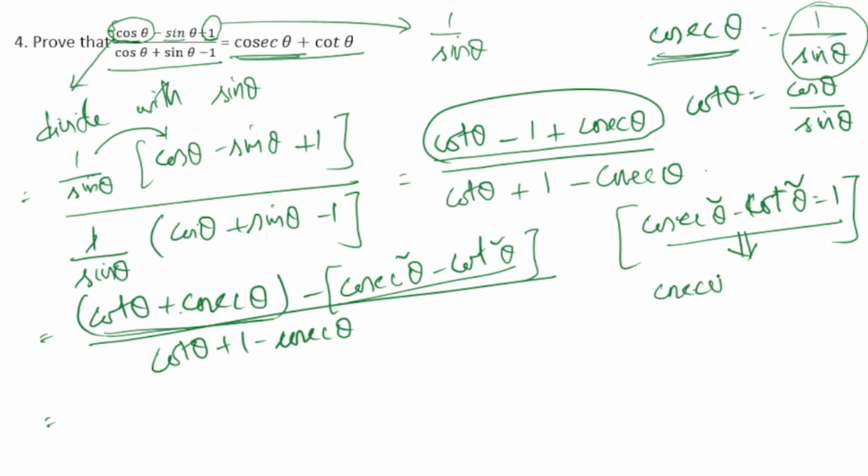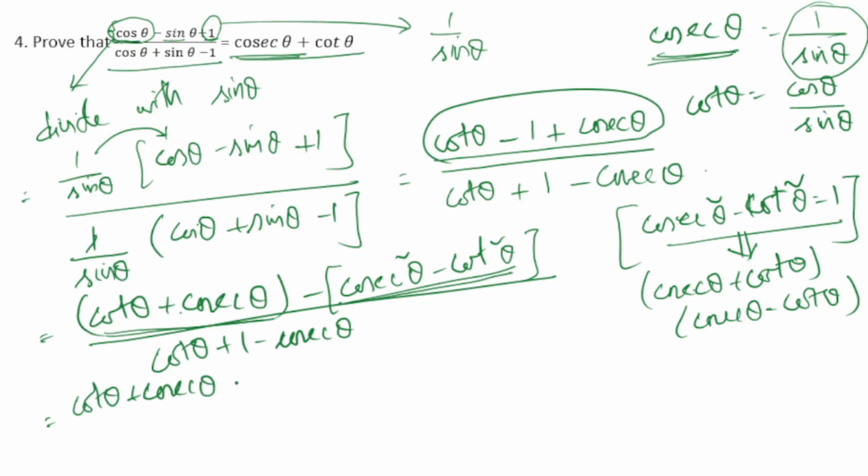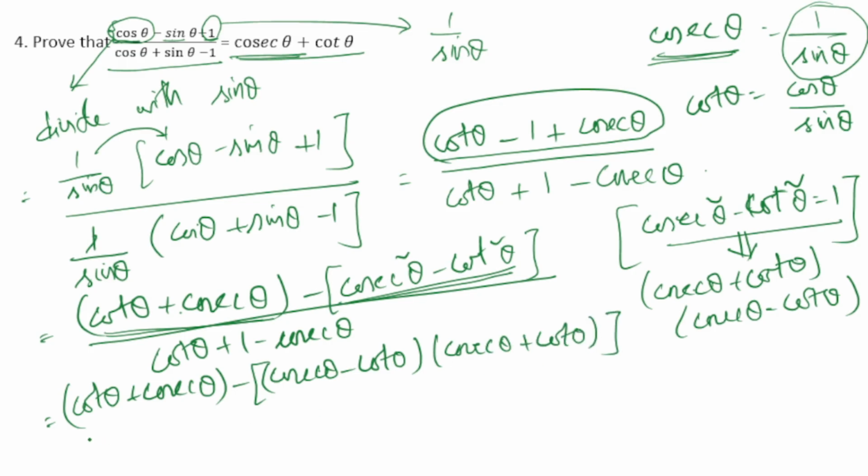It is a plus b, cosecant theta plus cot theta, into cosecant theta minus cot theta. This is in terms of a square minus b square. It is a plus b into a minus b. So we will just expand this one. It is cot theta plus cosecant theta minus of cosecant theta minus cot theta into cosecant theta plus cot theta, divided by cot theta plus 1 minus cosecant theta.